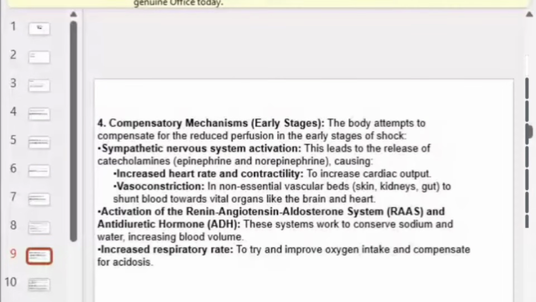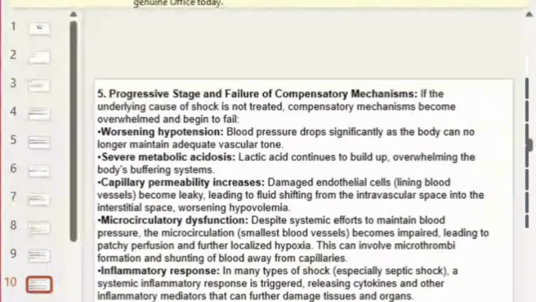And this is when the pH of blood has dropped severely, the buffering systems will be overwhelmed, and acidosis will have progressed so much. Thirdly, it might increase capillary permeability and damage blood vessels, and they will start leaking and shift liquids into the system. And also, it might cause microcirculatory dysfunction, whereby the small blood vessels like the capillaries will become impaired.